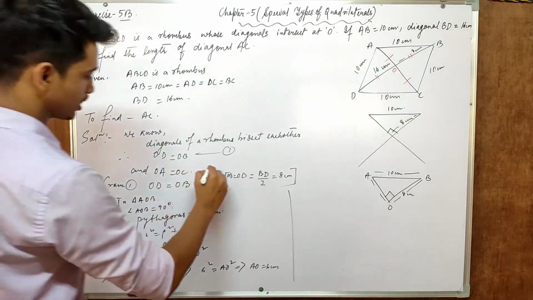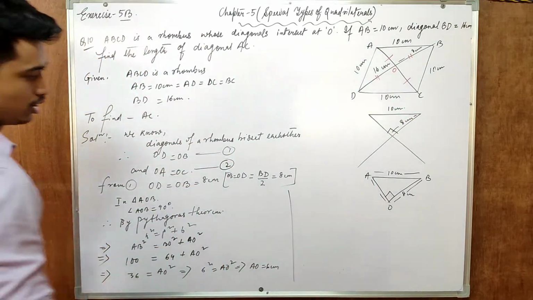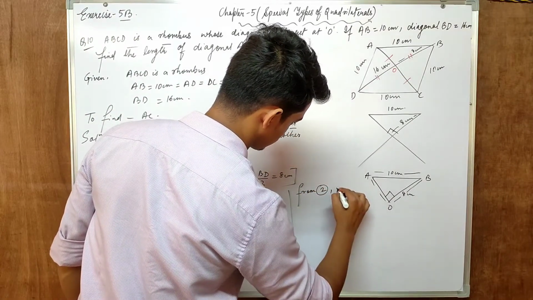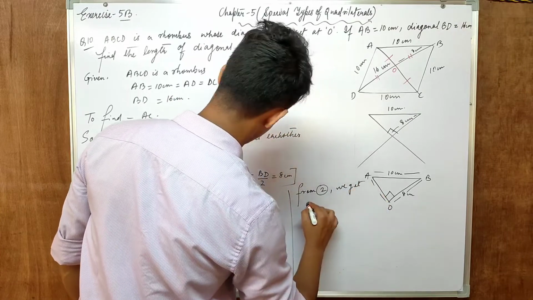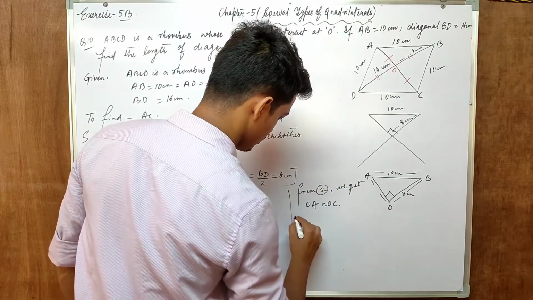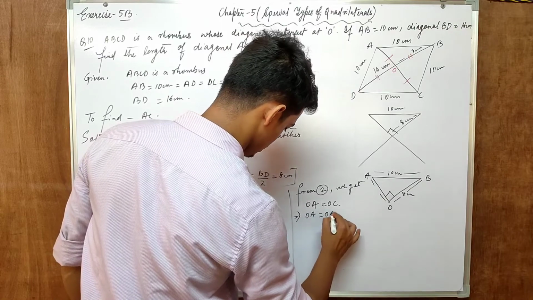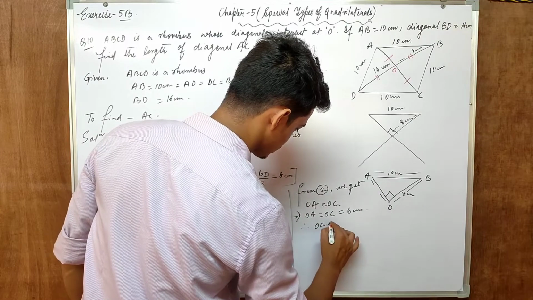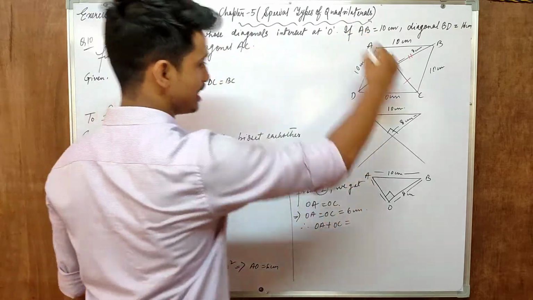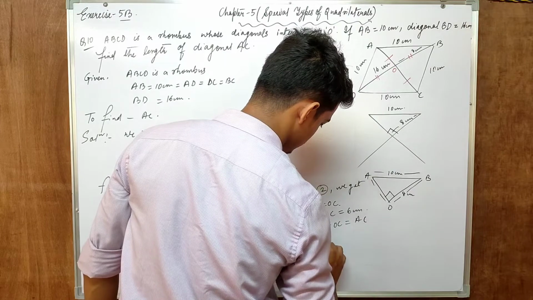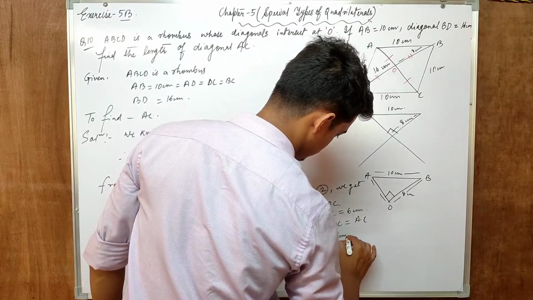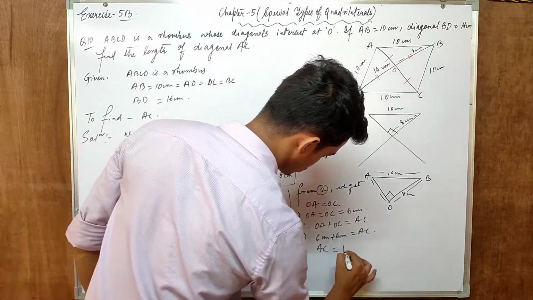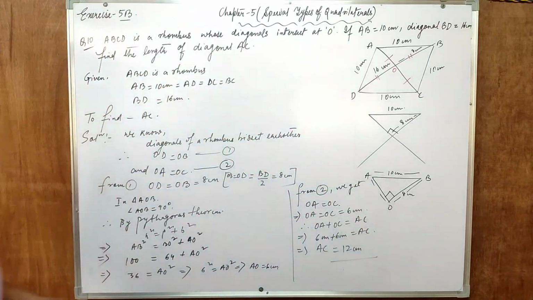I have written over there. So make it 2. So from 2 we get OA equal to OC, implies OA equal to OC equal to 6 centimeter. Therefore OA plus OC equal to AC, which becomes 6 centimeter plus 6 centimeter, that will become AC, and finally we will get AC equal to 12 centimeter. So that's all for question number 10.